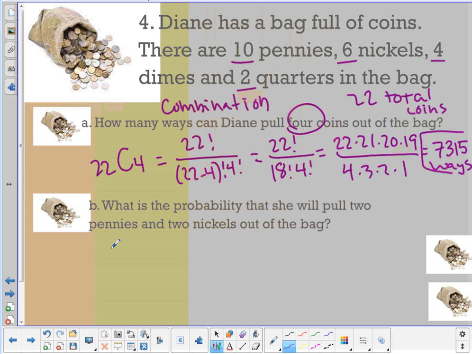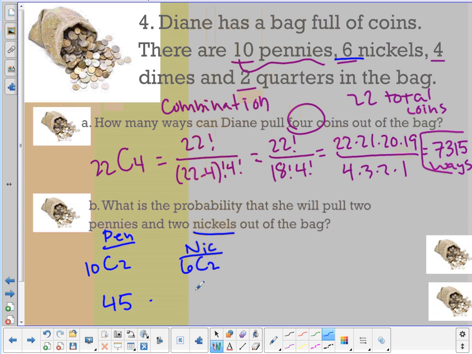So 2 pennies, there are 10 pennies total. Okay, so the 2 pennies are 10C2, 10 total. She's choosing 2 of them. Then the 2 nickels are 6C2 because there are 6 nickels. She wants 2 of them. So 10C2, 6C2. 10C2 is 45 and 6C2 is 15.